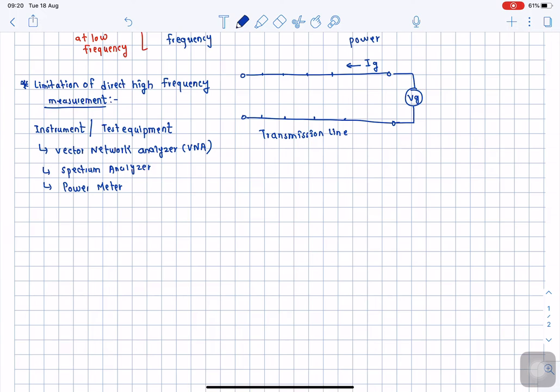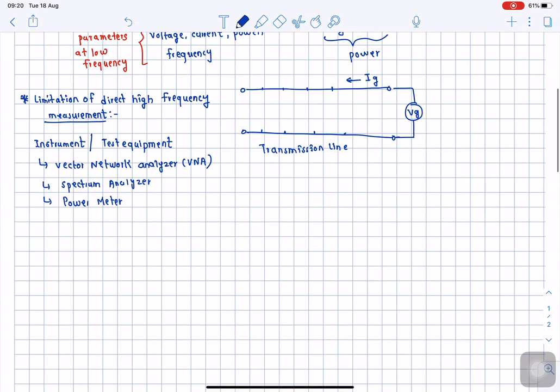There is another technique in which we make use of a low cost, inexpensive, laboratory based standard measurement system. In that standard technique, we make use of a modulating signal, which is normally a 1 kilohertz square wave, and this square wave is used to modulate the microwave signal. So direct measurement of high frequency requires sophisticated equipment like a vector network analyzer, spectrum analyzer, and power meter, which are very costly but able to measure the frequency and other properties of the microwave directly.